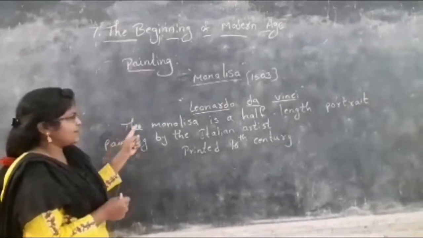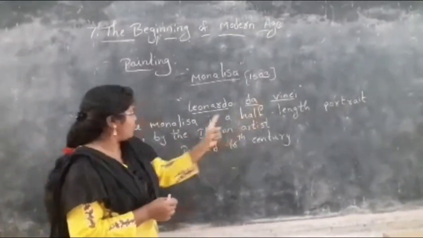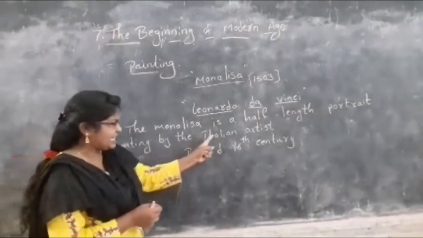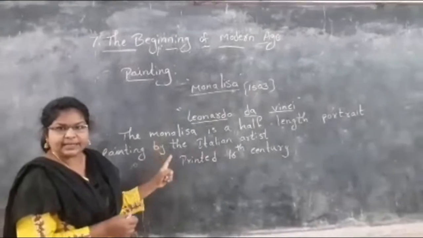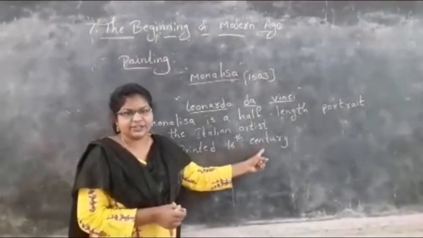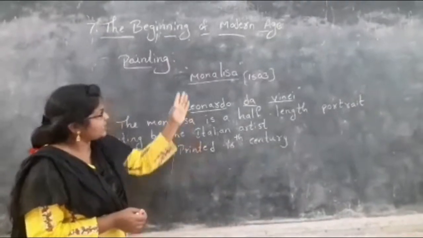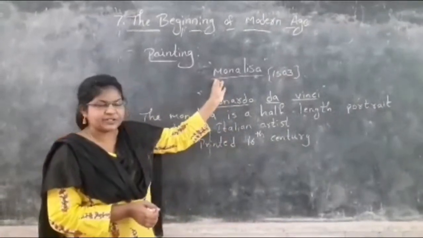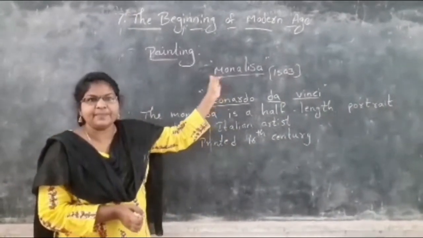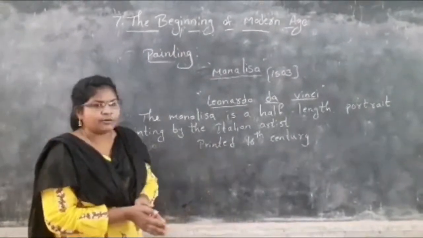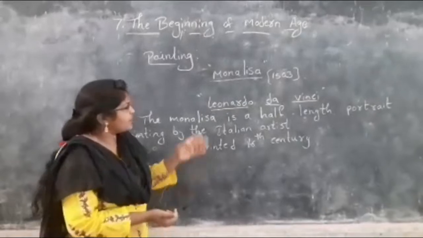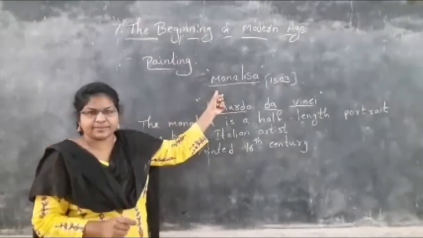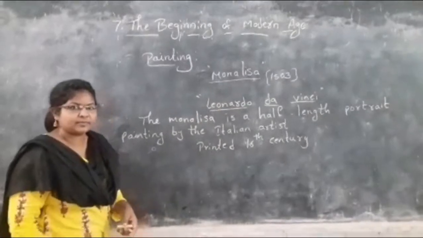What is the picture's importance? The Mona Lisa is a half-length portrait painting by the Italian artist. This painting was painted in the 16th century. Okay? She has no eyelashes. In this painting, the Mona Lisa picture, there are no eyelashes. Okay? Clear, all of you? This is the Mona Lisa picture.